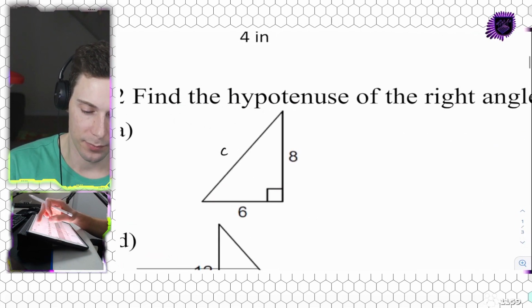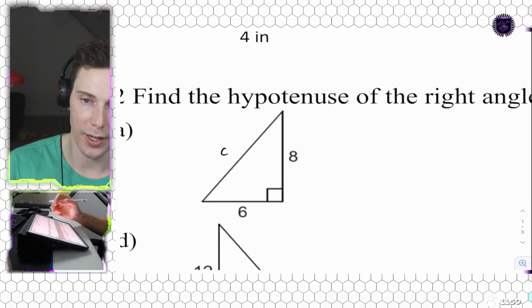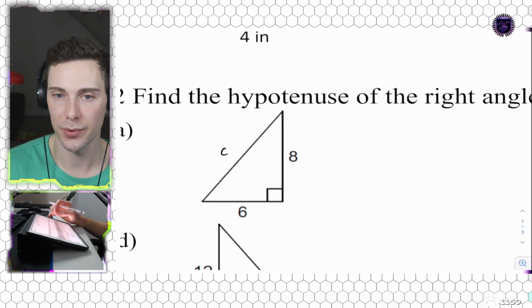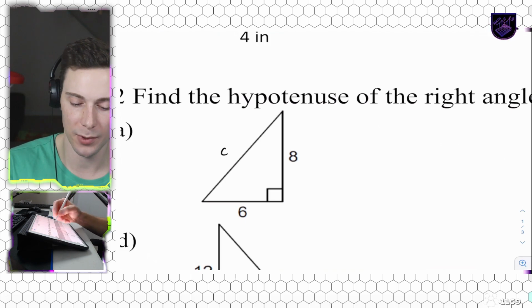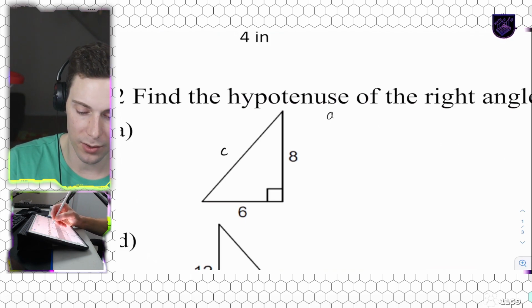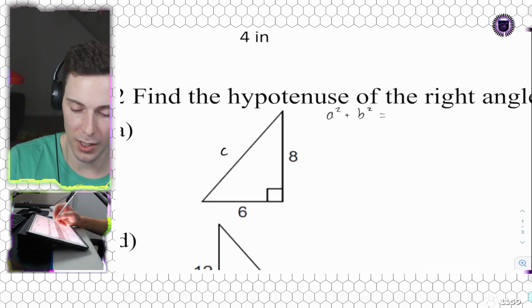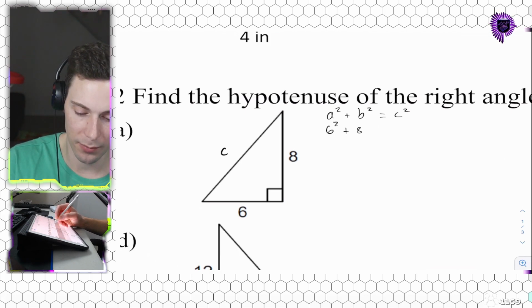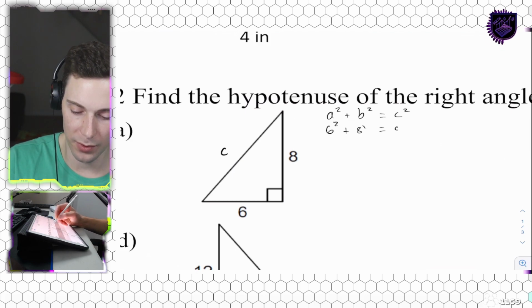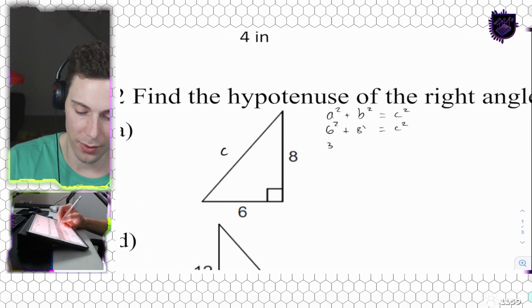So we're going to go through this. We're going to write out our formula. We're going to fill in our numbers. We're going to multiply them and then find the square root step by step by step. So step 1, a squared plus b squared will be equal to c squared. Let's call a squared 6 squared plus 8 squared is equal to c squared.